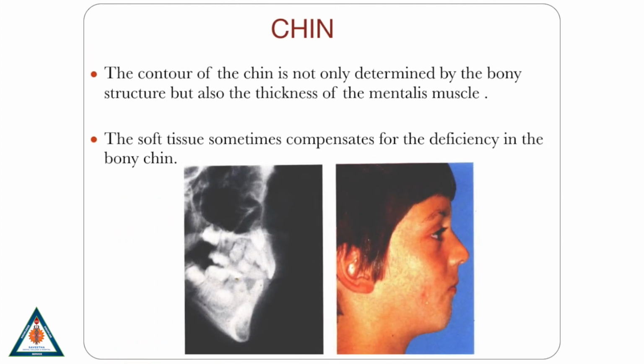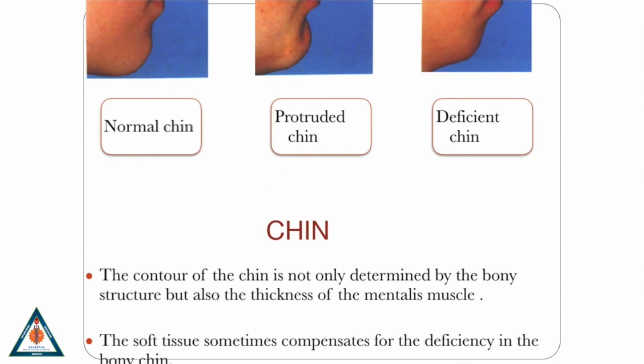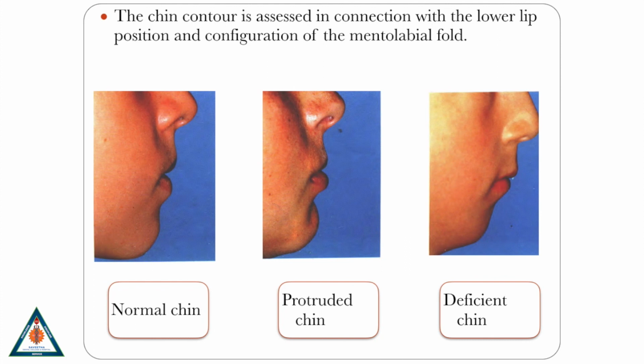Chin. The contour of the chin is not only determined by the bony structure but also by the thickness of the mentalis muscle. The soft tissue sometimes compensates for the deficiency in the bony chin. The chin contour is assessed in connection with the lower lip position and configuration of the mentolabial fold. It can be classified into a normal chin, a protruded chin, and a deficient chin.